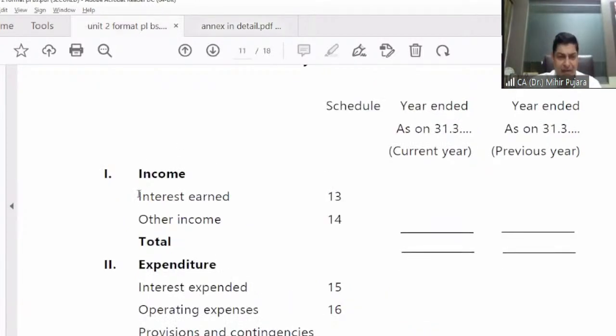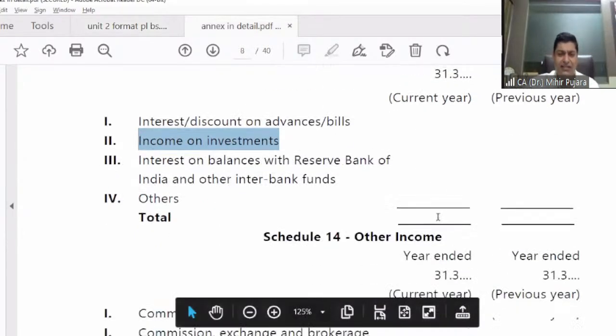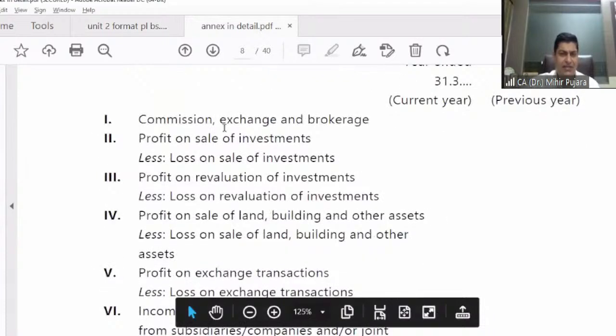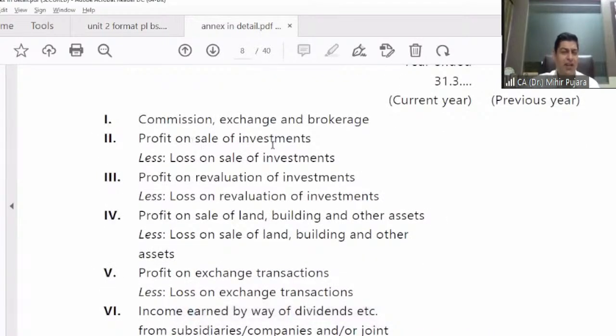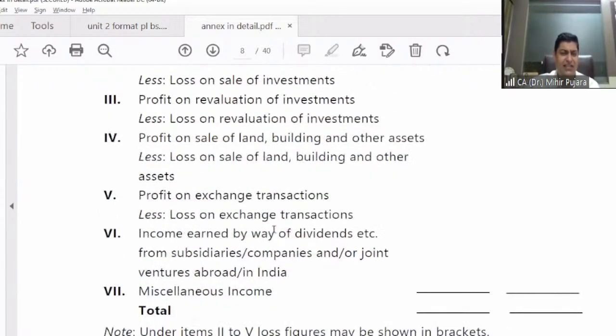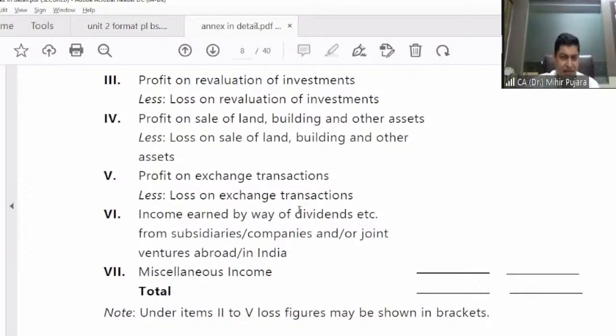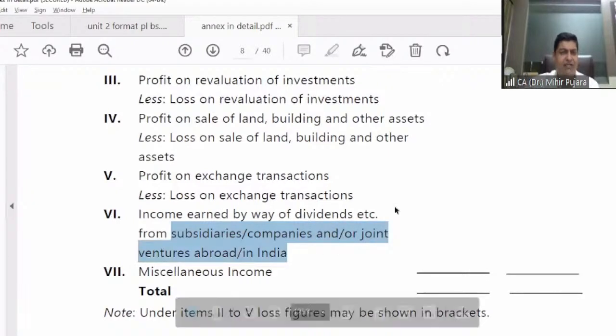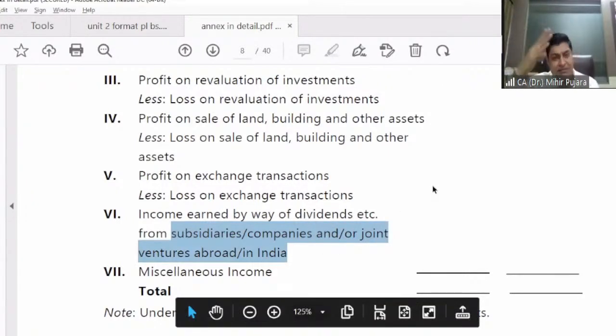Now, if you see the format here, 13 is interest income, as we understood. 14 is other income. So all other income is part of 14. Commission, exchange, brokerage, profit on sale of investment, profit on revaluation of investment, profit on sale of assets, exchange transactions, dividend income, all is there. Which income? Dividend income from subsidiaries and JVs. That dividend is part of it. Other dividend is part of 13.